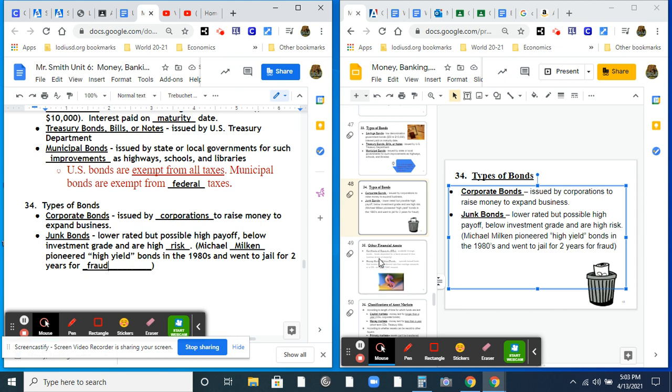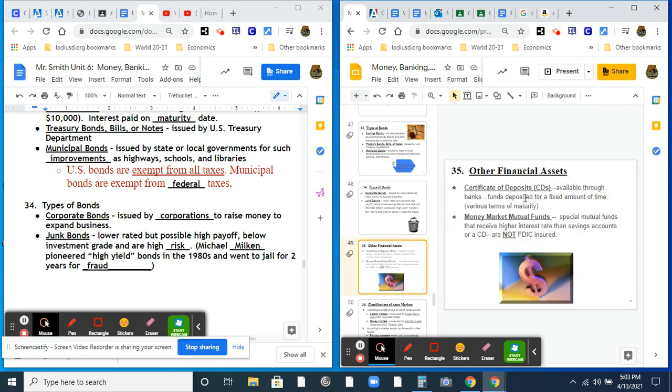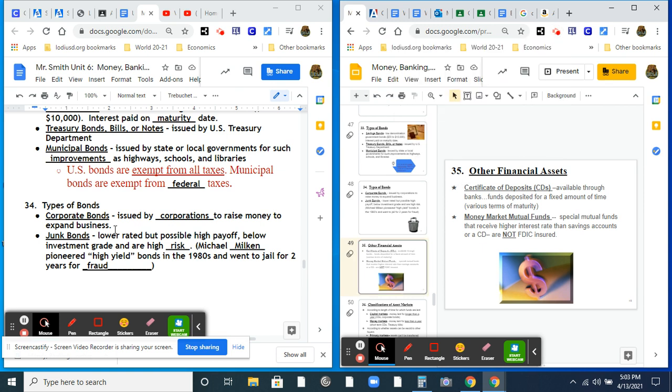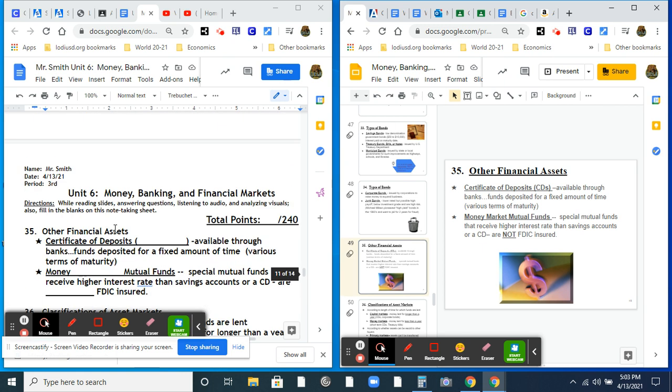All right, got about 10 more slides to go, about halfway. Certificate of deposits. How long have we been in? Oh, 25 minutes. So I might pick it up a little. Other financial assets.